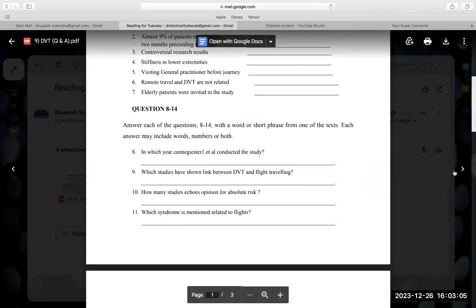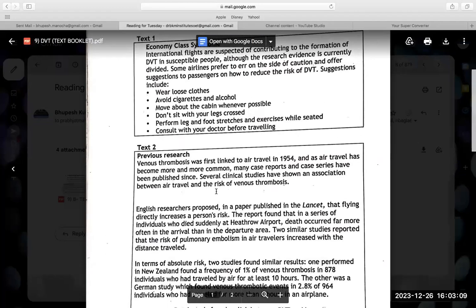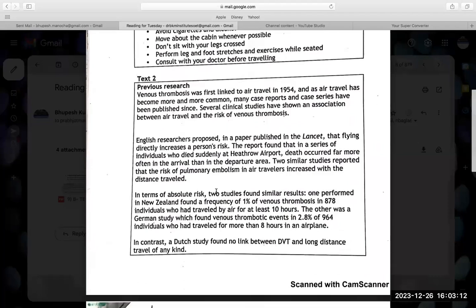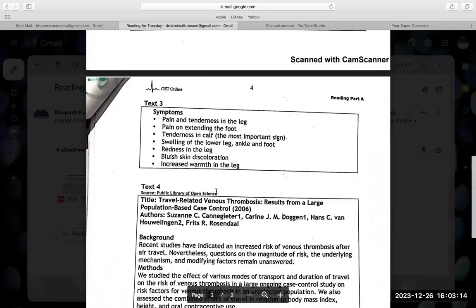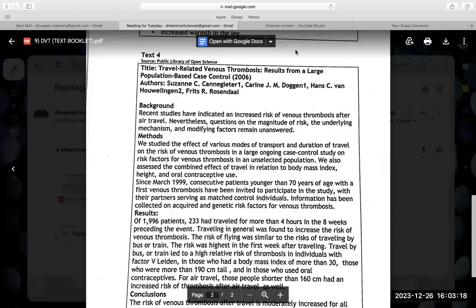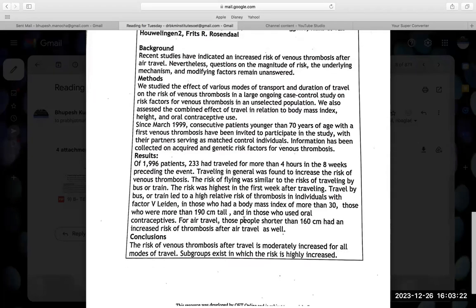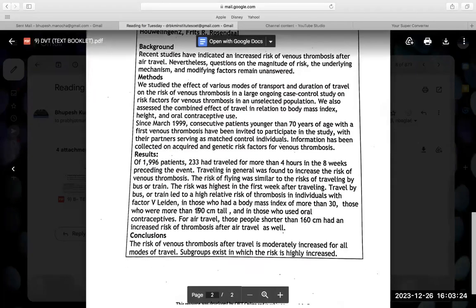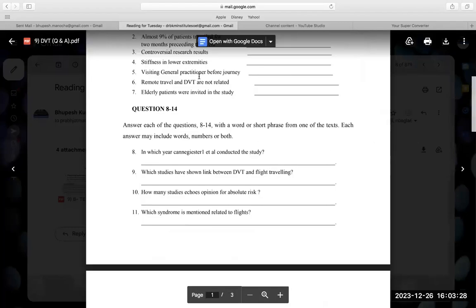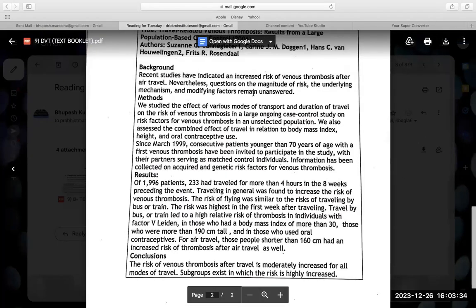Remote travel and DVT are not related. So remote travel and DVT. This also I'm not finding easily. Remote travel and DVT are not interrelated. So again, I have to leave this blank. That is what I am saying. The major thing that you have to save is time. In the questions 1 to 7, 5 questions would be easy to find. Elderly patients were invited in the study. So the study was over here.